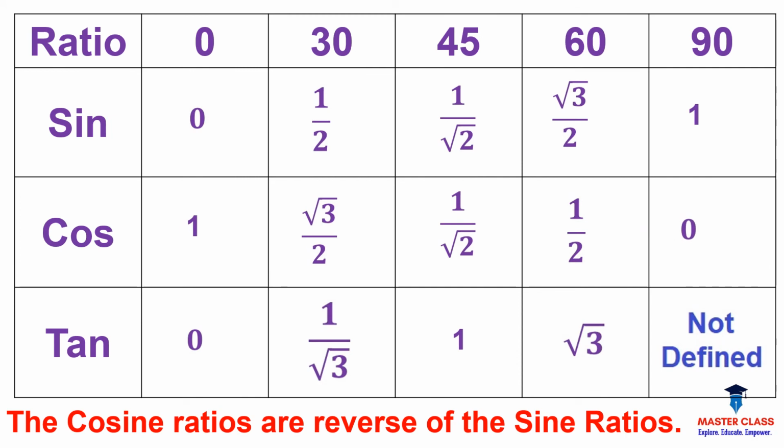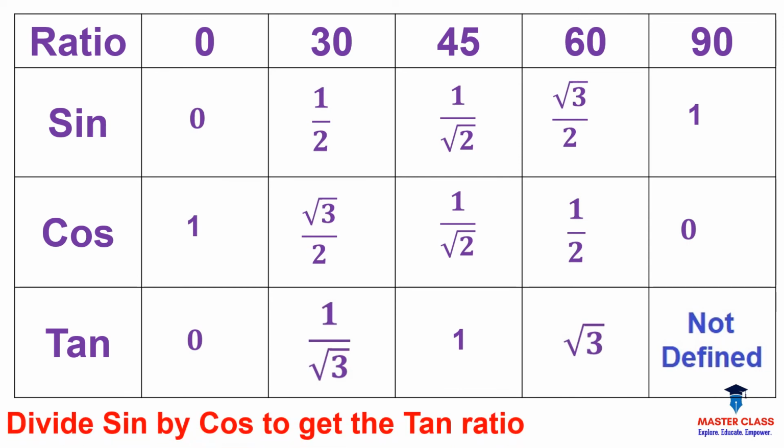To obtain the tan ratio, we simply divide the sine ratio by the cosine ratio. So tan of 0 is equal to sine of 0 divided by cos of 0, that is 0 upon 1, that is 0. Tan 30 on the other hand is 1 upon 2 divided by root 3 upon 2, so we get 1 upon root 3. Since sine 45 and cos 45 are both equal to 1 upon root 2, tan 45 is equal to 1.